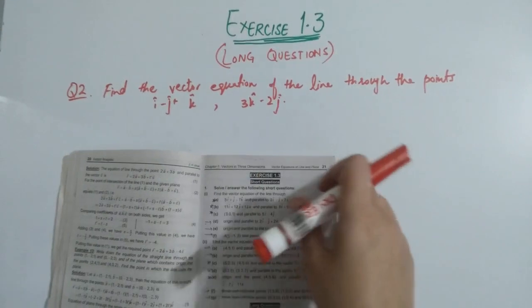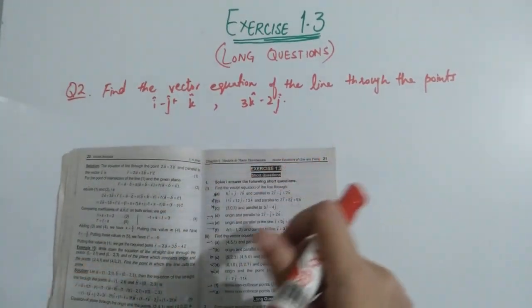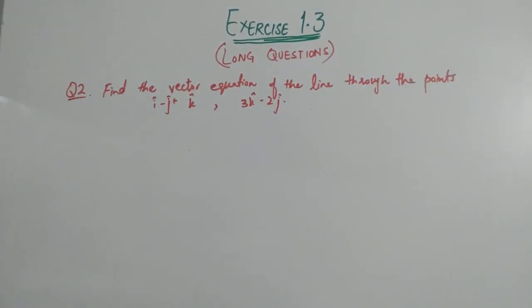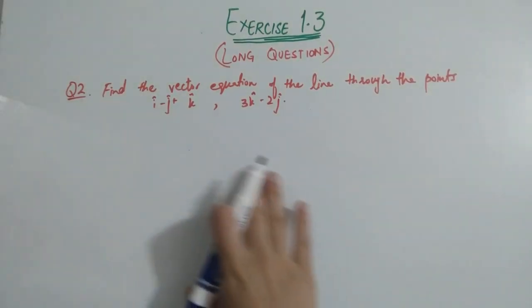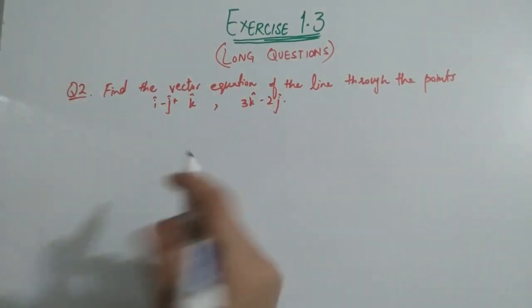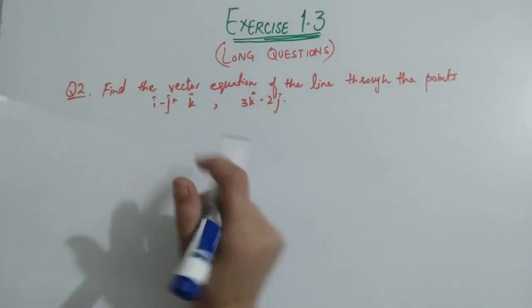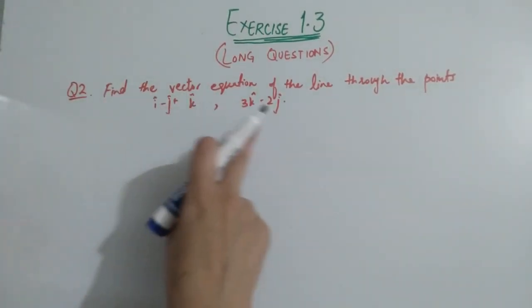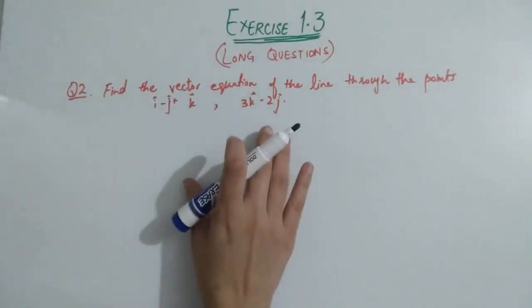Now in this video I will solve the exercise long questions. So let's start it. Before going to solve these long questions, you have to solve a short question because they have the cases of vector equations. So this is the fourth case of vector equation of the line through the points, these 2 points.